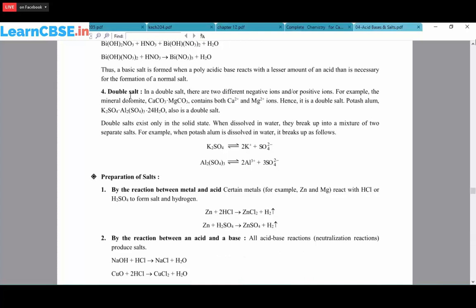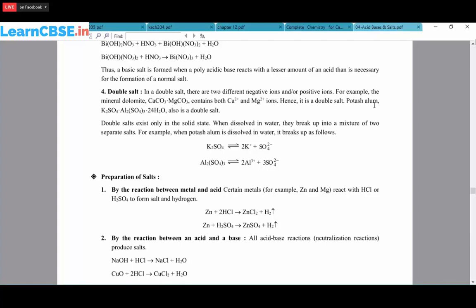Then the last one is the double salt. In a double salt, two different negative ions or positive ions are present. For example, dolomite. Dolomite is an ore, CaCO3 and MgCO3. It contains Ca2 plus ions and Mg2 plus ions, hence we call it a double salt.